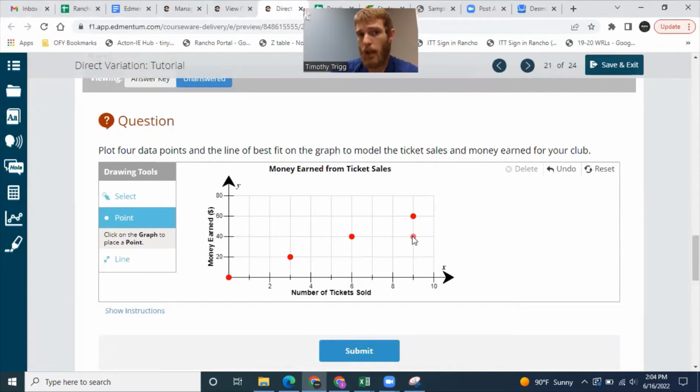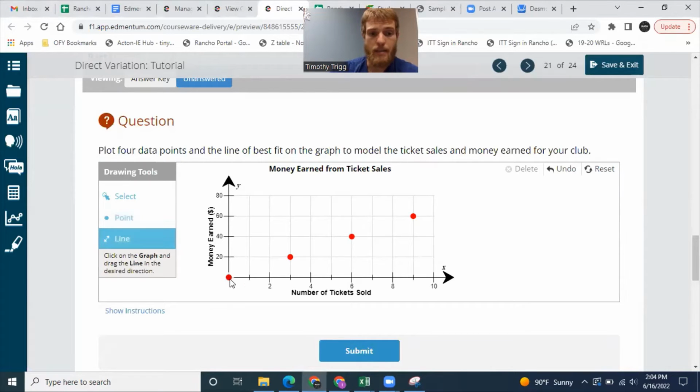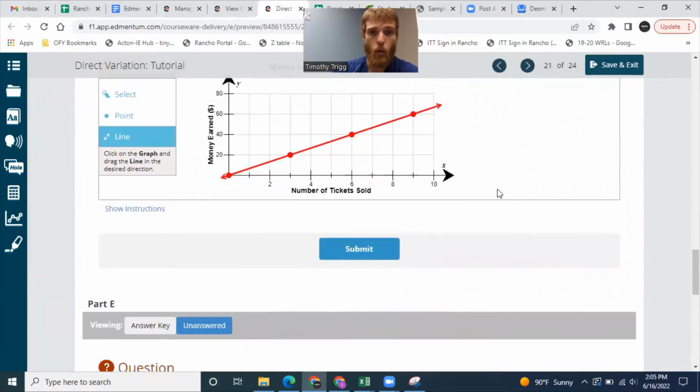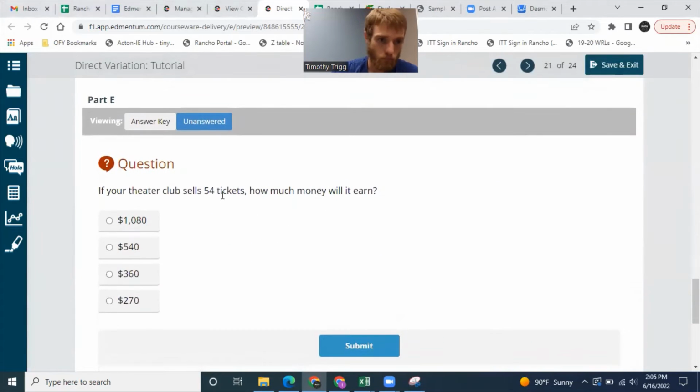Notice the points are all lined up. This is exactly what we should expect. The points are lined up and it goes through 0, 0, which of course makes sense because it's direct variation. Go ahead and create the line by clicking and dragging one point to the next.